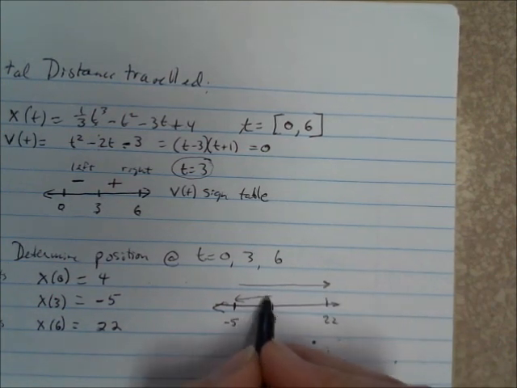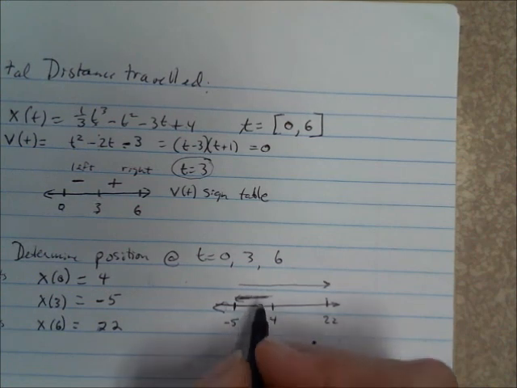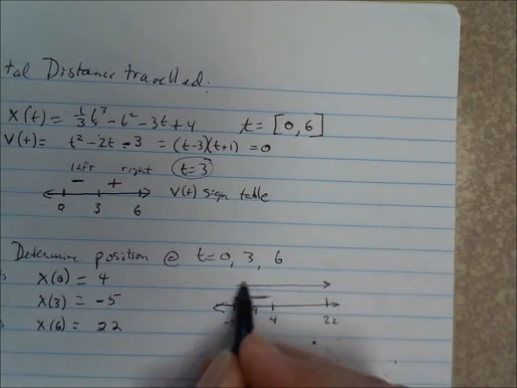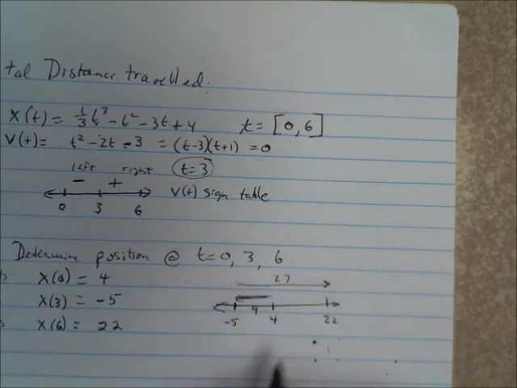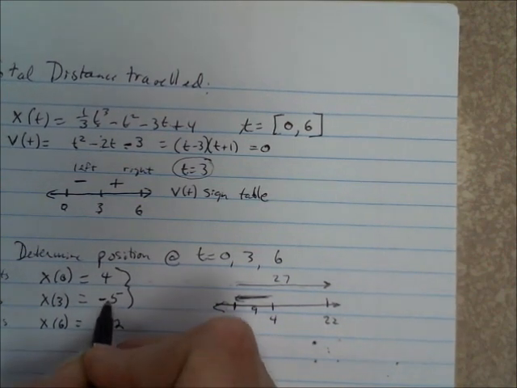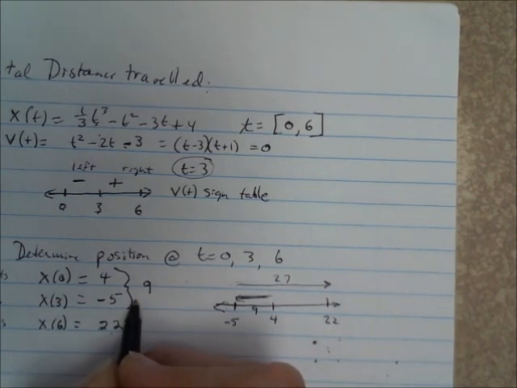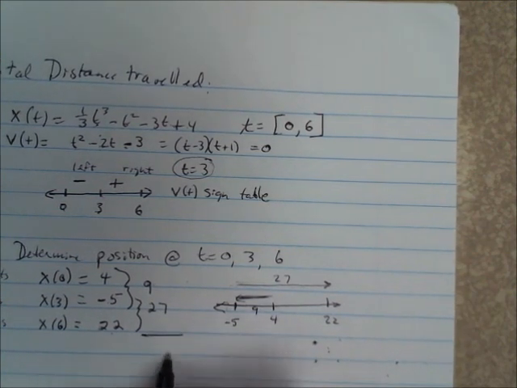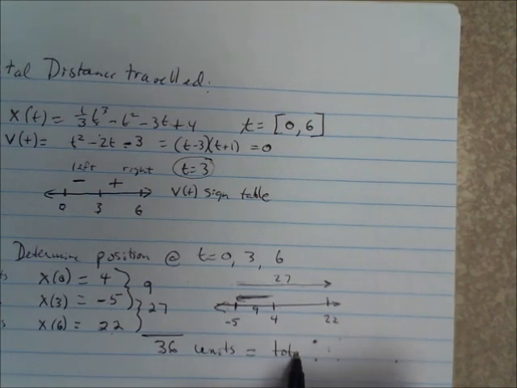So what's the total distance traveled? What's the distance between 4 and -5? This distance is 9. And what's the distance between -5 and 22? 22 plus 5 is 27. All you do is subtract: 4 minus -5 is 9, and 22 minus -5 is 27. And you add those up, and 36 units equals the total distance traveled.